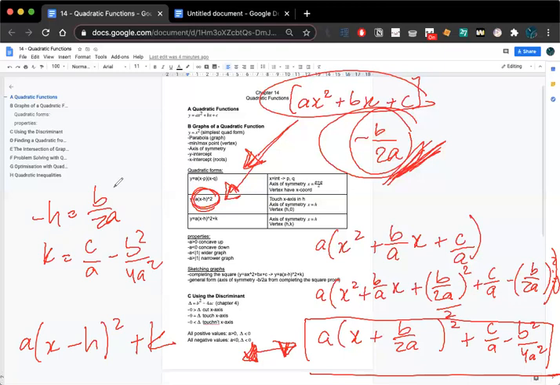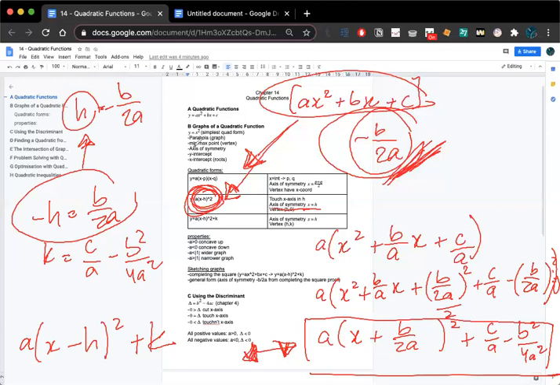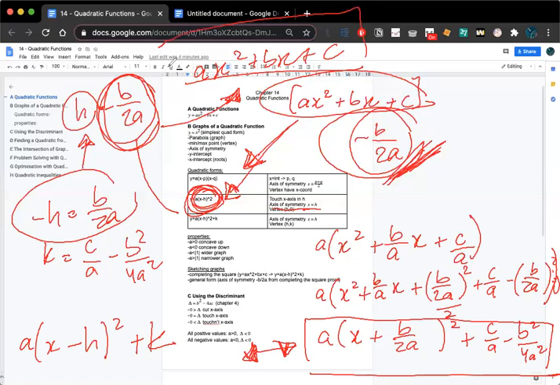And from this, h would be minus b over 2a. And as you can see, the property in this particular formula is that the axis of symmetry is equal to h. So since h is equal to minus b over 2a, that means we can immediately use this formula when you have ax squared plus bx plus c, and by inserting values into minus b over 2a, you can easily get the axis of symmetry.